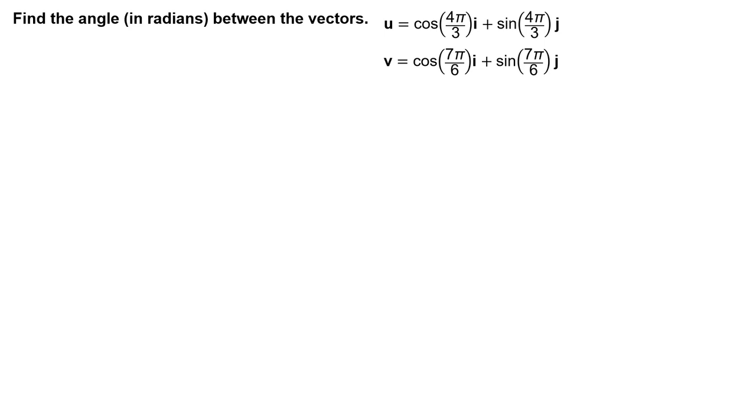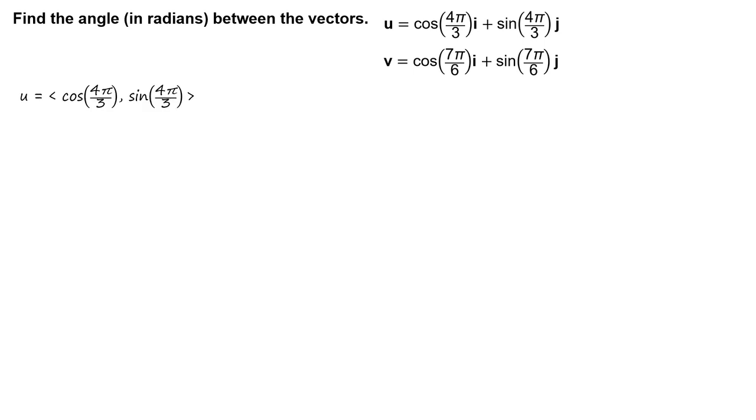Find the angle in radians between the vectors. Vector u is equal to cosine of 4 pi divided by 3 i plus sine of 4 pi divided by 3 j, and vector v is equal to cosine of 7 pi divided by 6 i plus sine of 7 pi divided by 6 j. First, write the vectors in rectangular form.